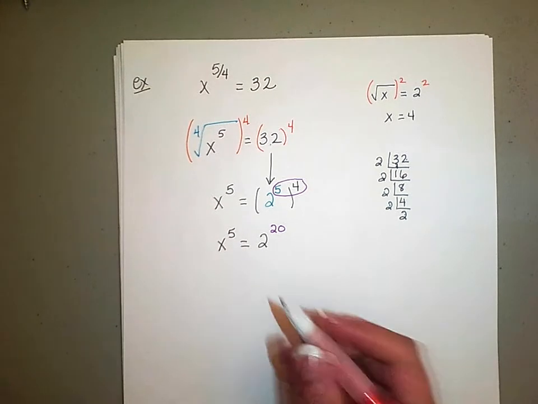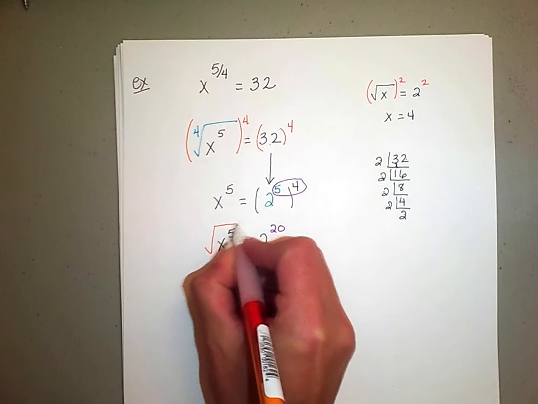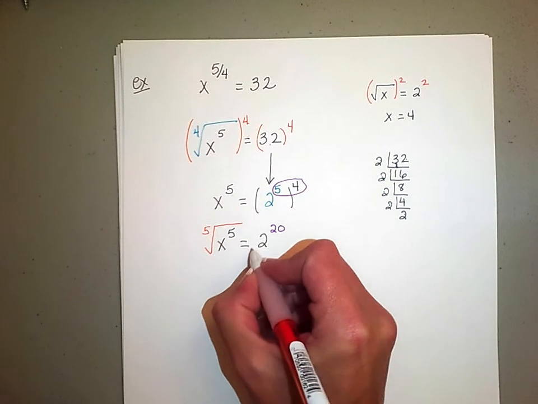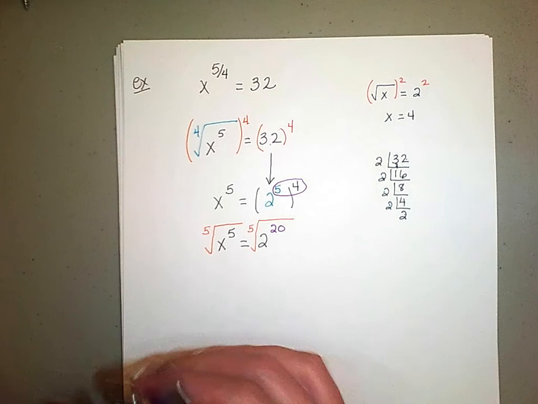But my goal is still to get to x. And right now x is being raised to the 5th power. So I need to take the 5th root of x on both sides to do it.